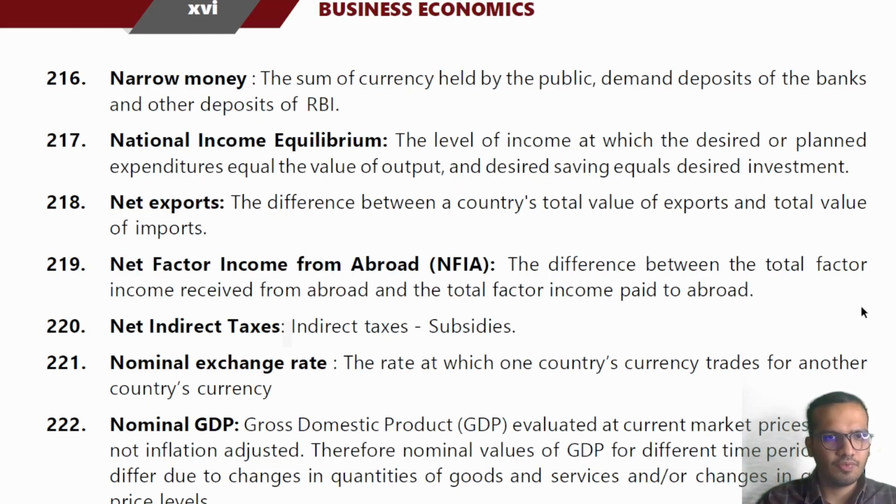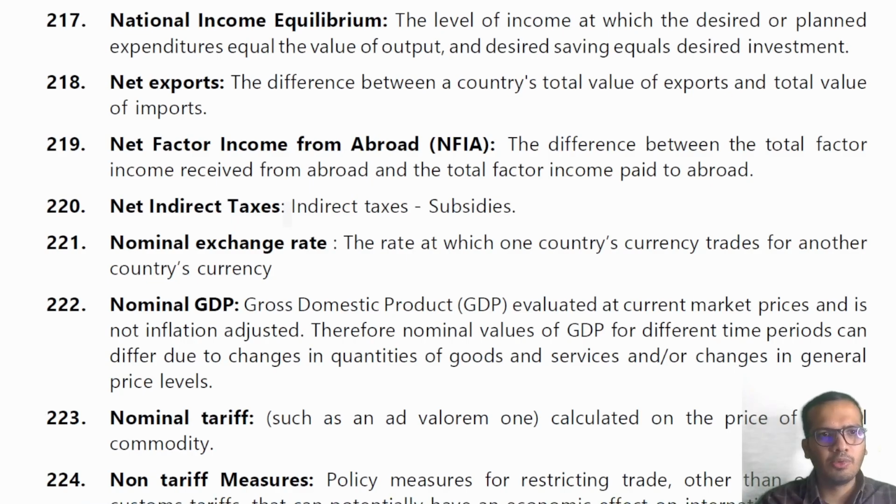Then we have net exports, the difference between a country's total value of exports and total value of imports. Then comes net factor income from abroad, NFI. So the difference between the total factor income received from abroad and the total factor income paid to abroad. Then we have number 220, net indirect taxes, that is indirect taxes less subsidies paid.